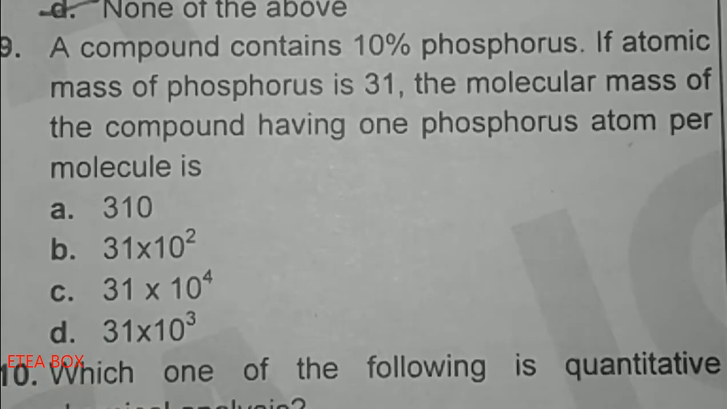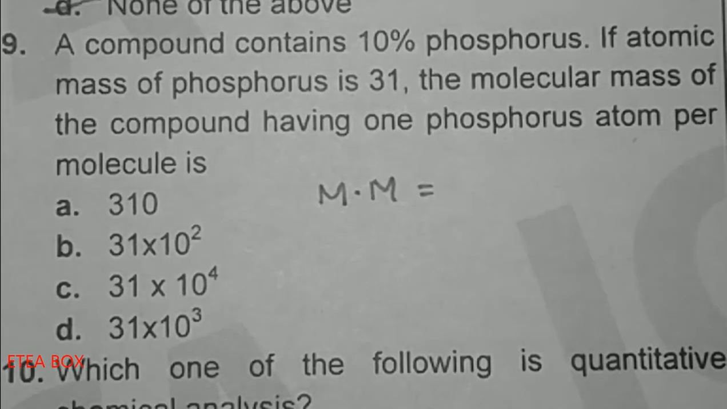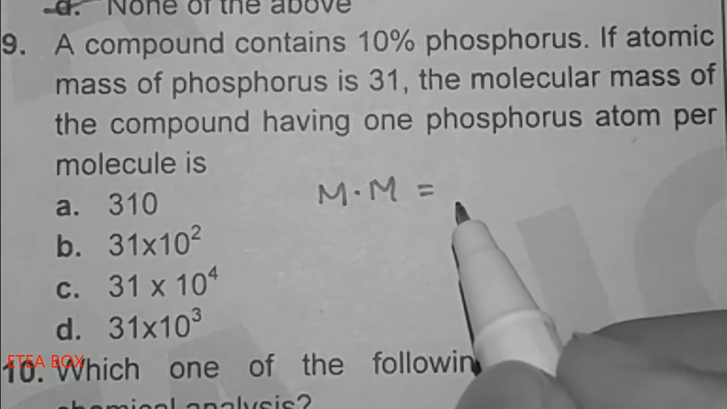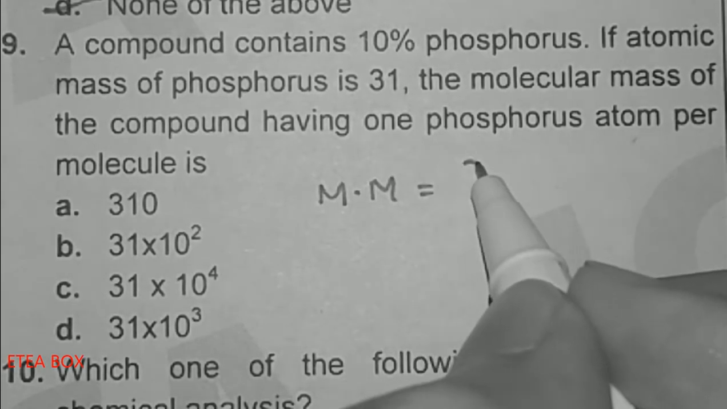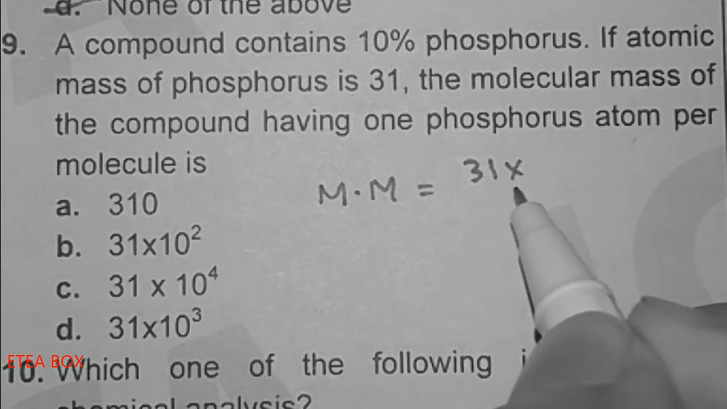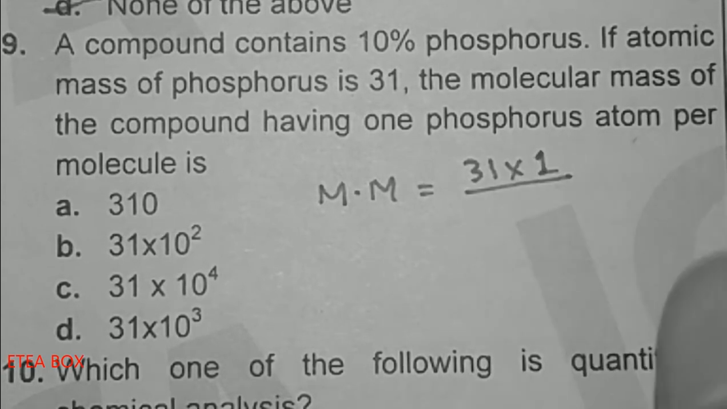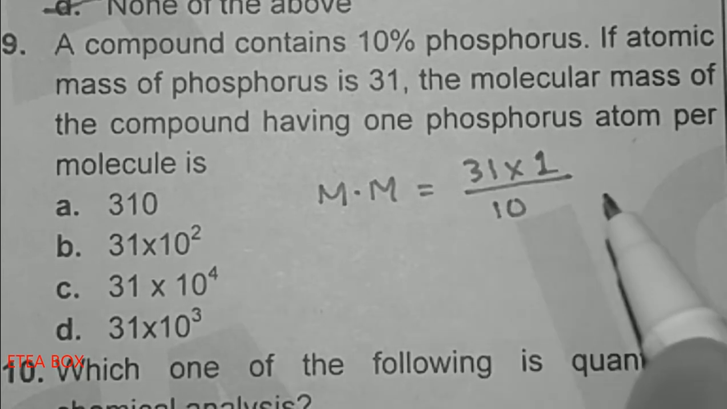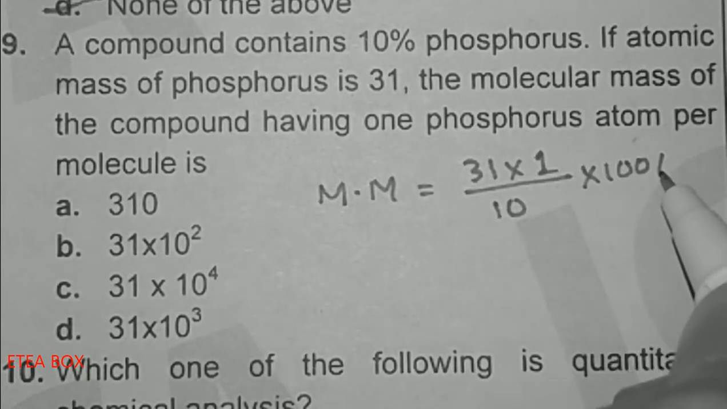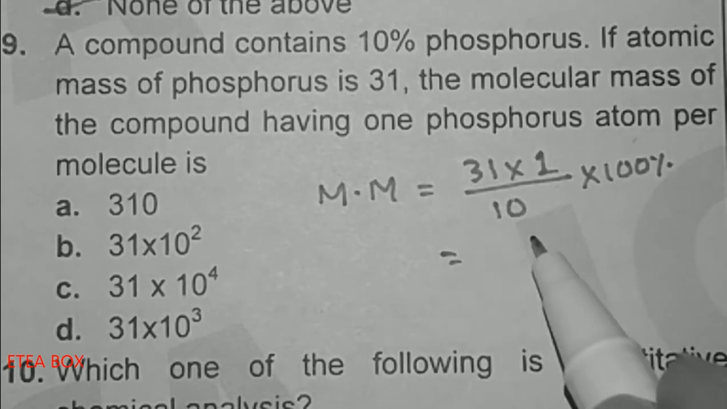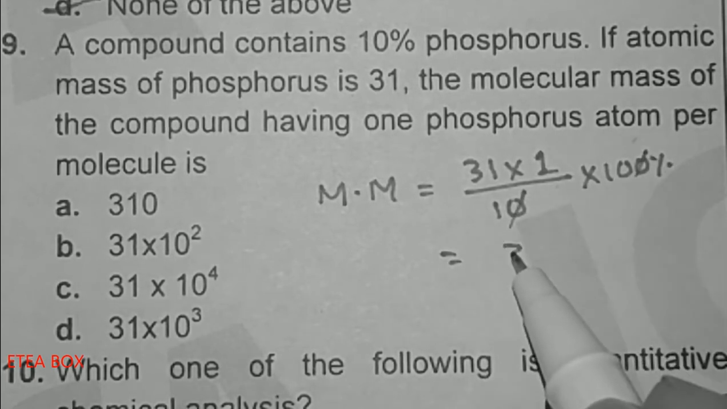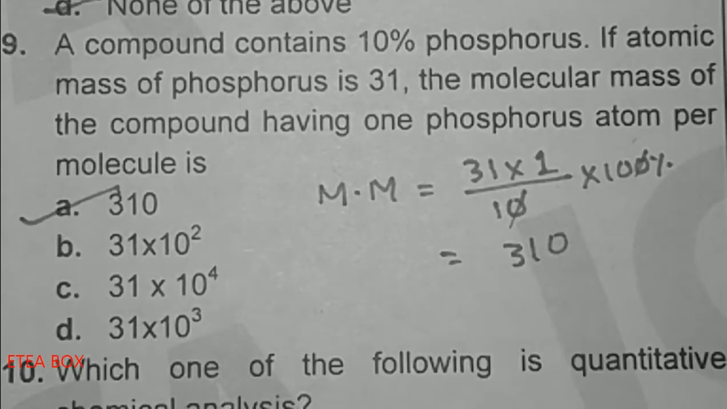A compound contains 10% phosphorus. If atomic mass of phosphorus is 31, the molecular mass of the compound having 1 phosphorus atom per molecule. So the molecular mass is equal to total mass of the atom, and total mass is 31 atomic mass multiplied by number of atoms. So number of atoms per molecule is 1, and it is divided by percentage, which is 10, and multiplied by 100%. So you will get, this one will cancel this one, 310. So option A is the correct.